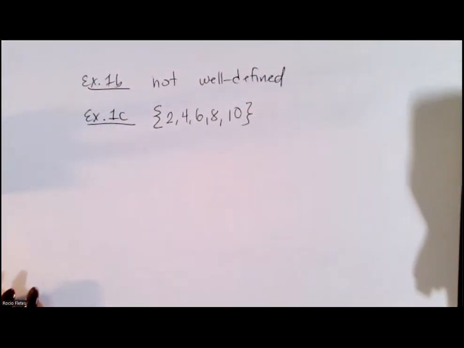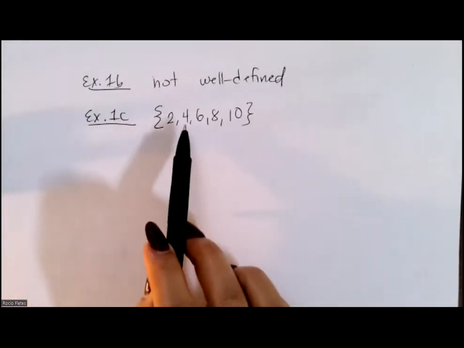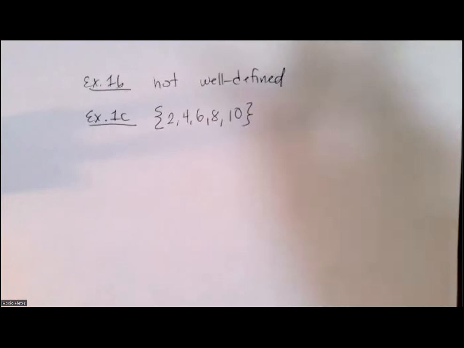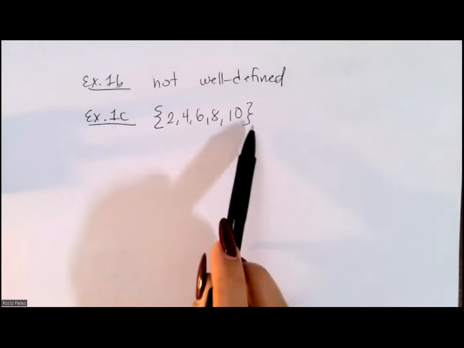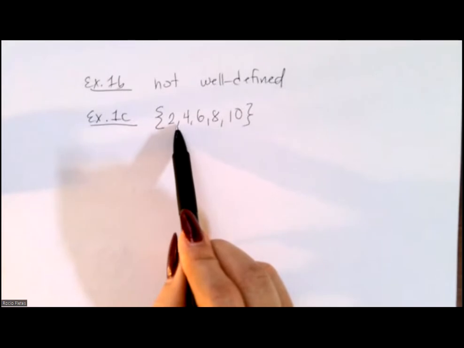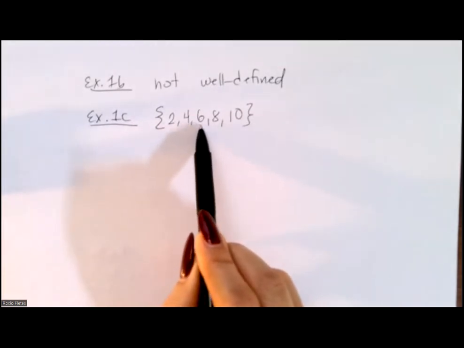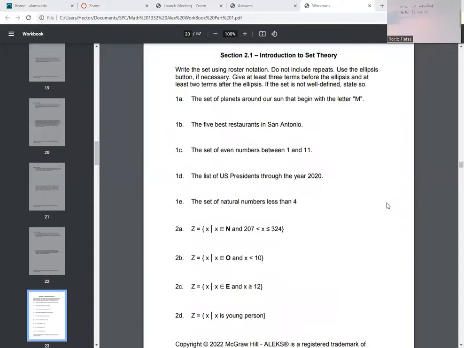Even numbers between 1 and 11, well, we know that 1 and 11 are not even numbers, so any even number between those two numbers will be an element of this set. Okay, so if you write it in roster method, you would have the set notation, the braces, and then 2, comma. Notice that I have to put a comma after each element. 2, 4, 6, 8, and 10.